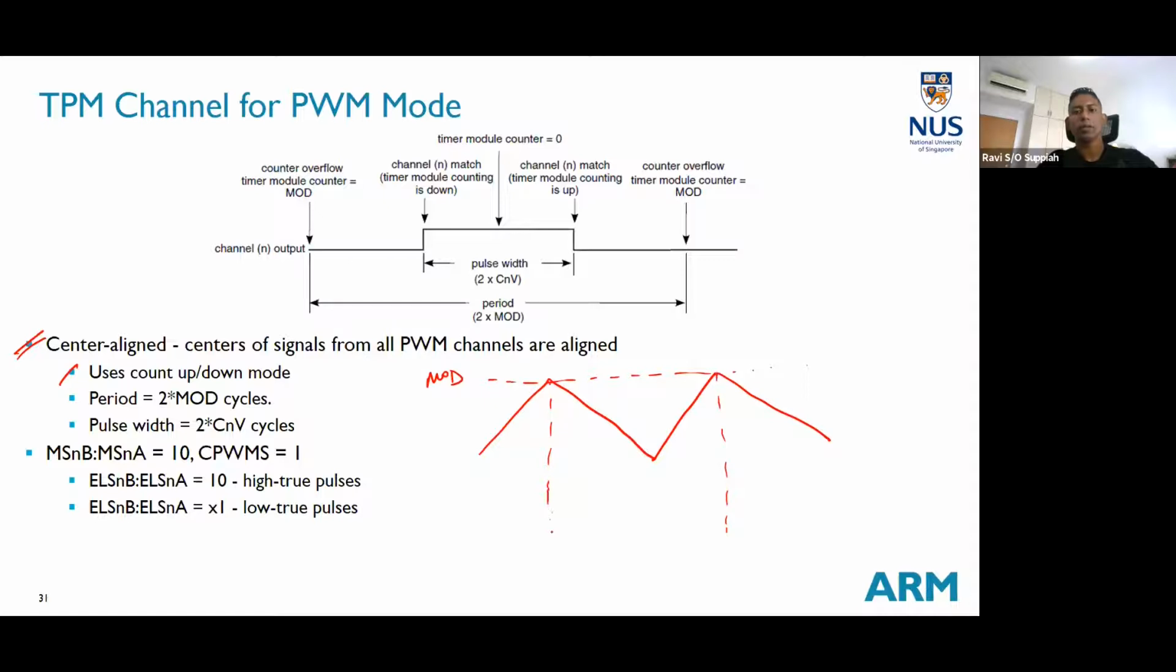Right, this is your period, the 2 times mod. Now your pulse width is your CNB. So this is your CNB over here. Okay, so your CNB is over here. This will decide the duty cycle of your PWM waveform.